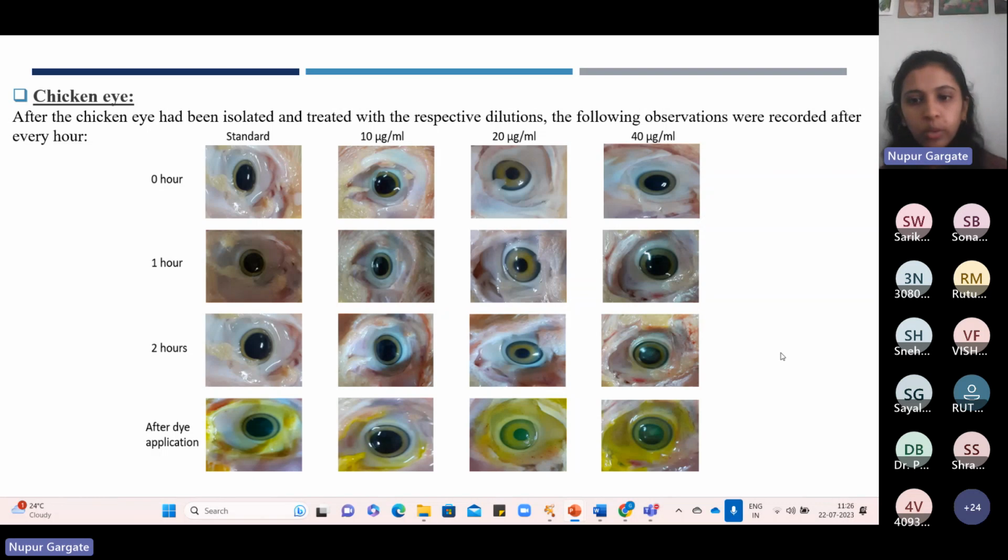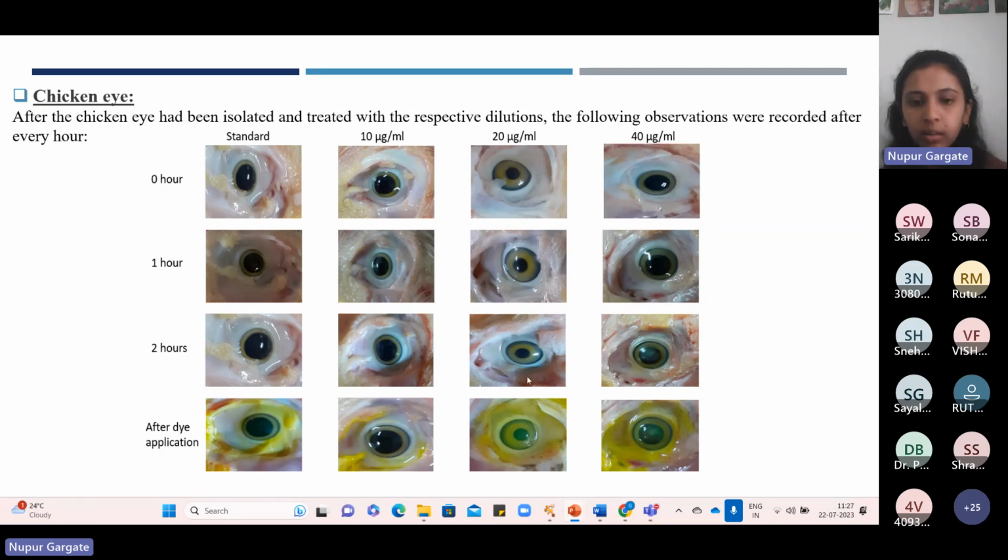Now after 2 hours, we applied 2% fluorescence dye to all the eyes, and we applied 2 drops. Immediately we poured saline solution over it. After the saline solution was poured, it was seen that for the standard and for 10 microgram per ml, the dye was washed away. It did not adhere to the eye. When we poured the saline solution, the dye got removed.